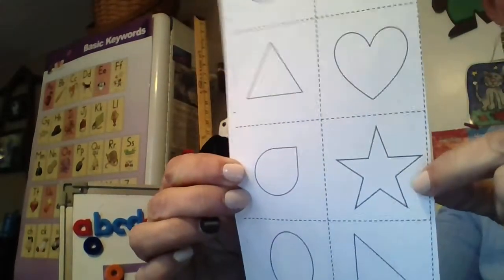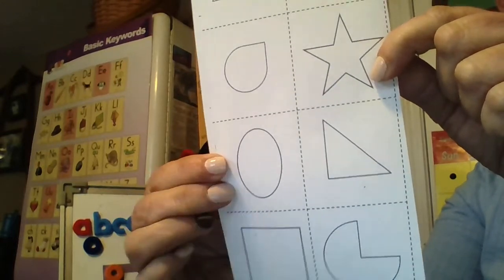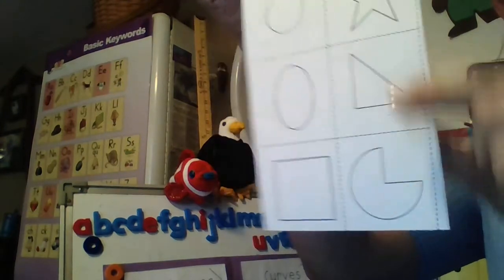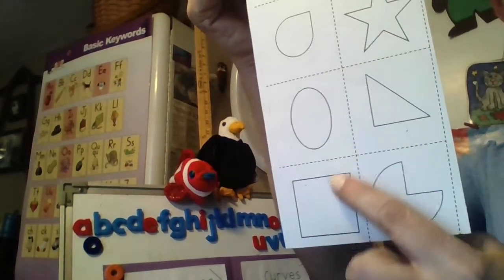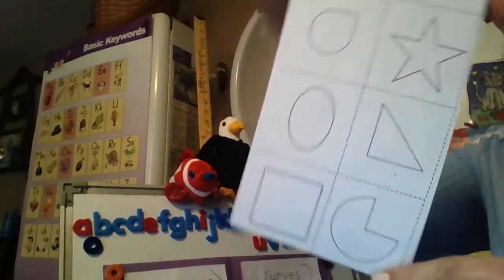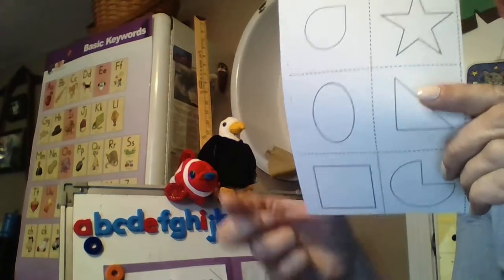Ooh, this one is easy. That's right, it's a star. This is an oval. This is a triangle. This one here looks like it was a circle and it's got a quarter of it cut out. Sometimes like this, it might look like Pac-Man. And what's this one? Square.